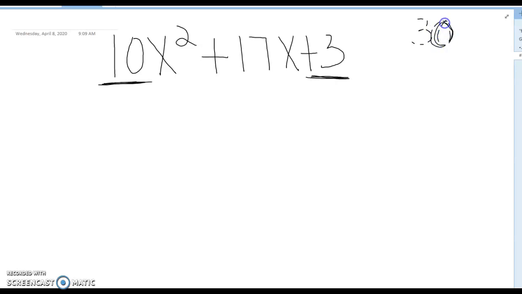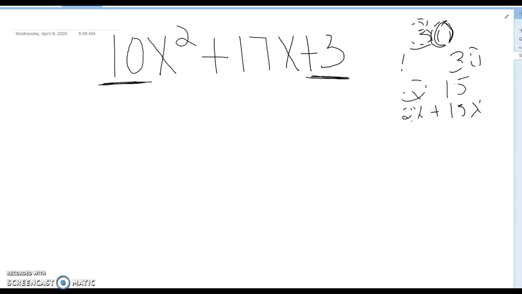From here, I'm looking for factors of 30 that when they add together, they equal 17. The first thing I try is 1 times 30, and when I add those together, that's 31. So that's not it. I do 2 times 15, and look, 2 plus 15 equals 17, so that's what I'm looking for. And keep in mind, this is going to be my 2x and my 15x in my equation.